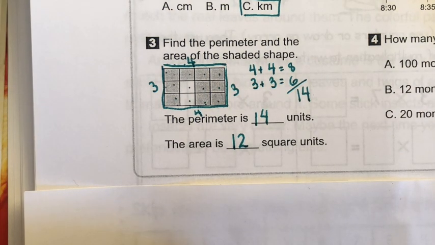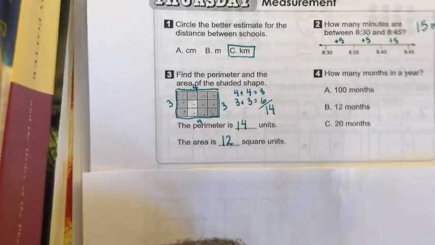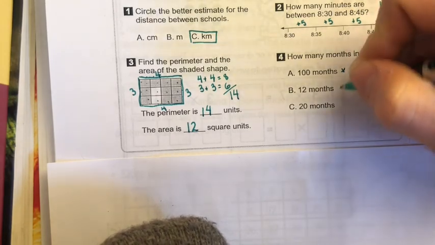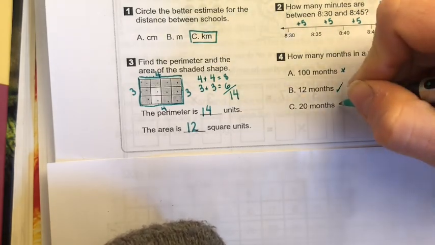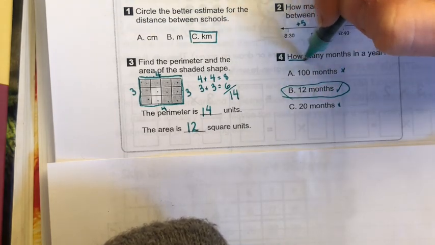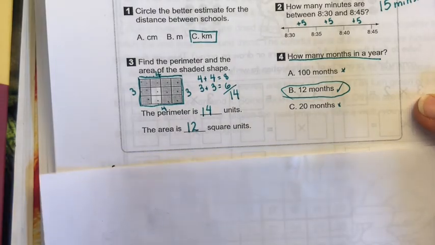Number 4, how many months in a year? 100 months? No. Oh, I guess I should zoom out so you can actually see what I'm talking about here. 100 months? No. 12 months? Why, yes. 20 months? Nuh-uh. 12 months is our best answer to how many months are in a year. Okay, on to the next part.